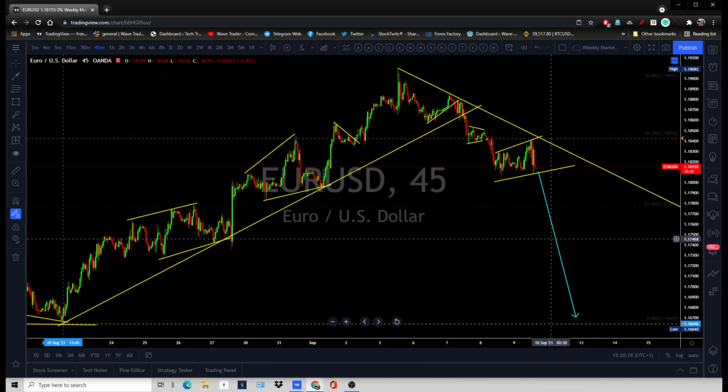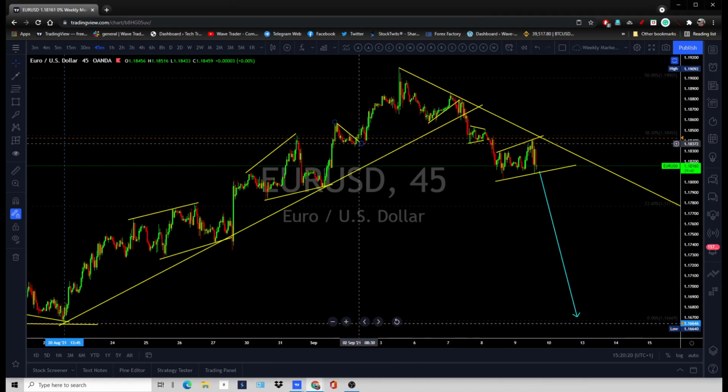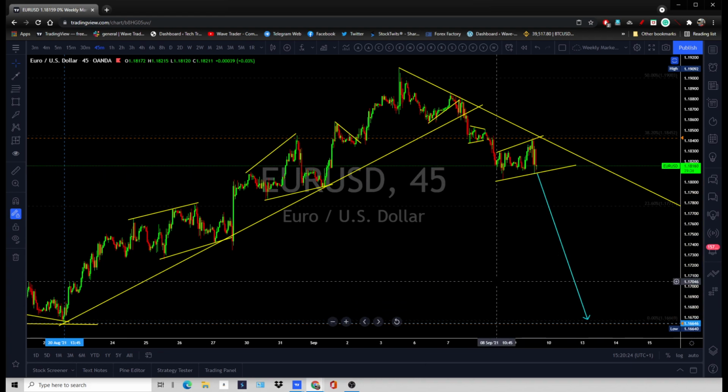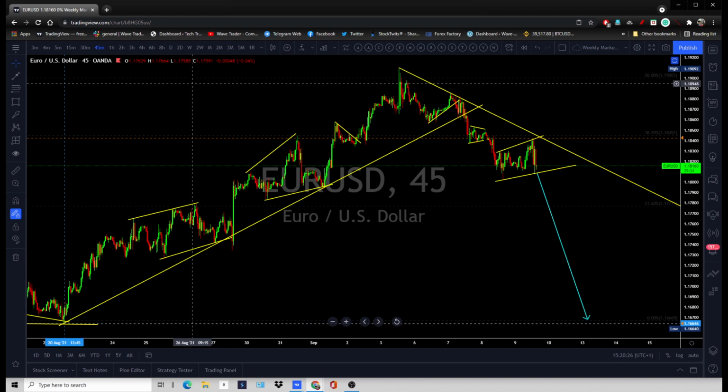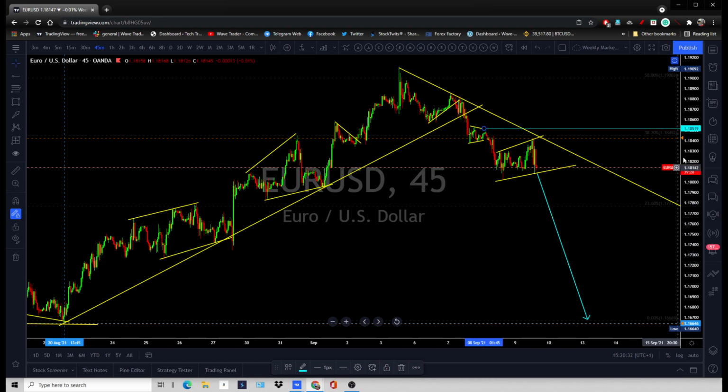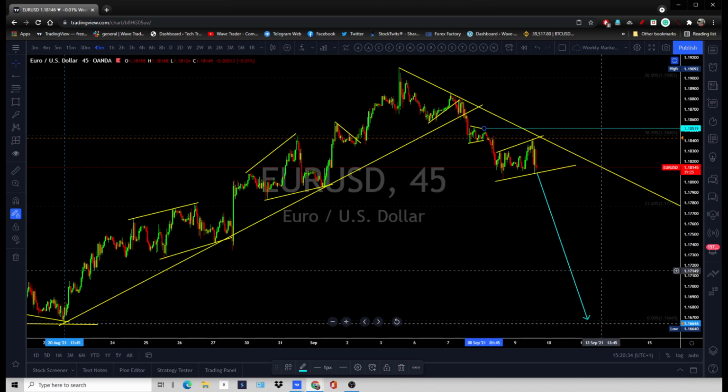All right, now let's look at the updated chart. So we are having that 1 hour time frame correction which we were anticipating in the previous setup. What you are simply looking for is price to stay below that top, or simply below 1.1850 for the next leg lower.